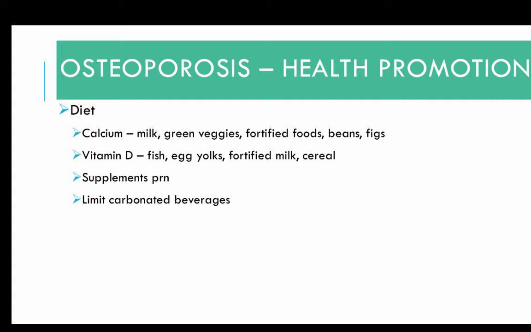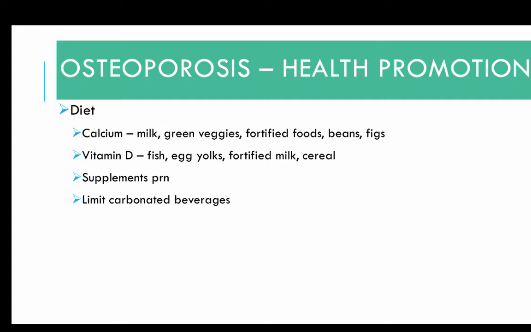Health promotion. Now, remember I talked about when we were doing the diagnostic procedures that DEXA scan is a secondary level prevention. So when we talk about health promotion in osteoporosis, we're talking about primary or tertiary, preventing the development of osteoporosis or preventing further problems associated with it and slowing the progression. So of course you want to talk to them about their diet and things to increase in their diet, which of course would be milk and dairy, green vegetables, leafy green vegetables, fortified foods.